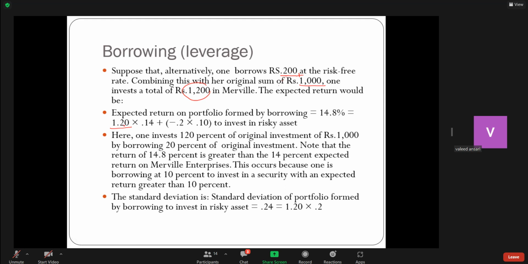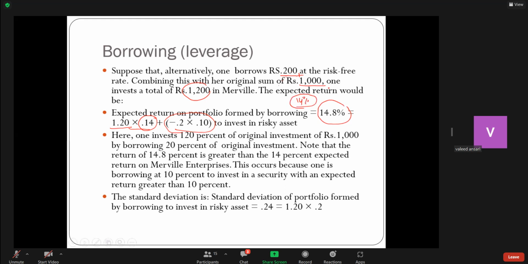So let us say that he is investing more, 1.20, that is the 20% he has borrowed, and 14% is the return on the risky assets. So he will get this return, minus he will pay for the borrowing. So it will come out to be 14.8, which is higher than if he had invested only his own money, when he would have got only 14%.